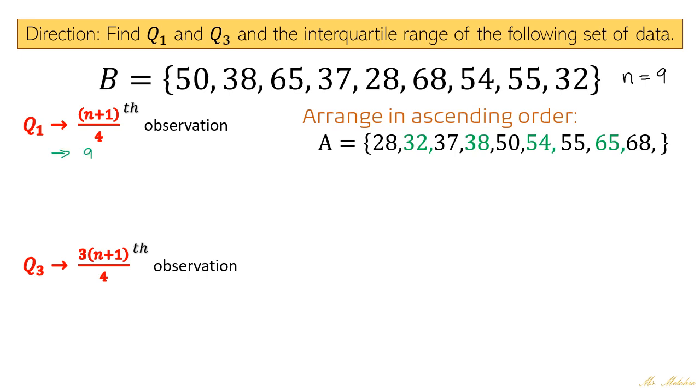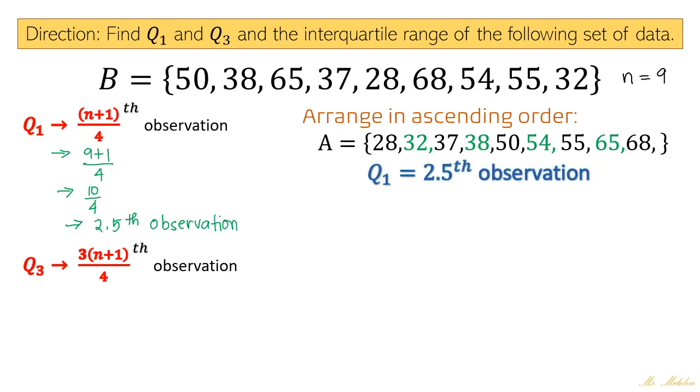So we have 9 plus 1 divided by 4. So we would have 10 divided by 4. Oh, our answer here is not a whole number. And with that, what are we going to do if this is the case? If this is the case, guys, since we got 2.5, it's in the middle of the second and third rank, so you just simply get the mean of the second and the third number in the set of data that you've arranged.